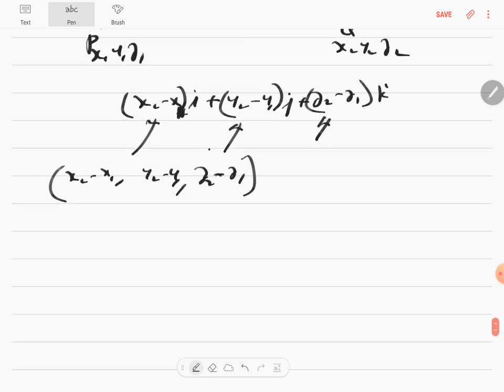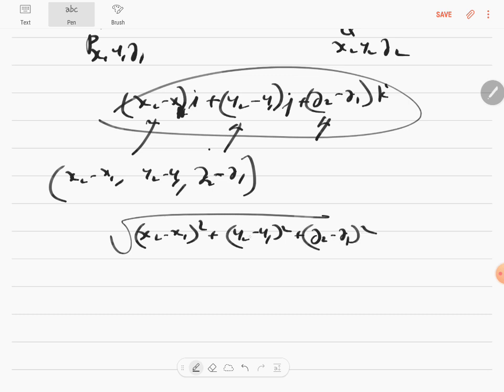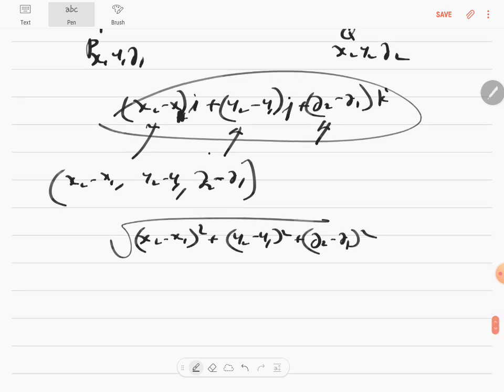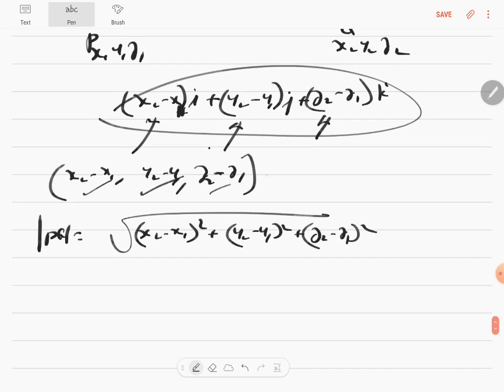They are asking for the magnitude, not the unit vector, which would be this vector divided by its magnitude. Did they ask you the unit vector? No, they're just asking you for the magnitude of it. So root of the component squares: root of x2 minus x1 the whole square plus y2 minus y1 the whole square plus z2 minus z1 the whole square is the magnitude of this vector, which is the magnitude of PQ vector. These are called the DRs, direction ratios.